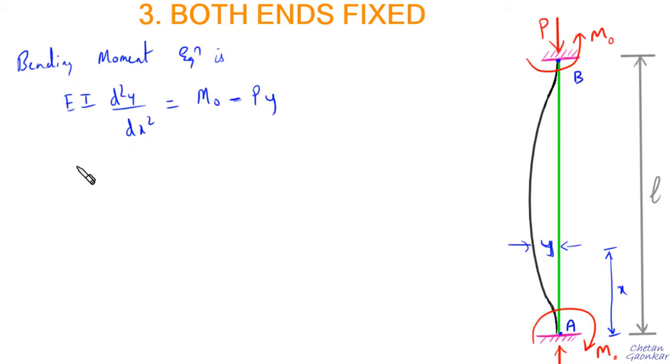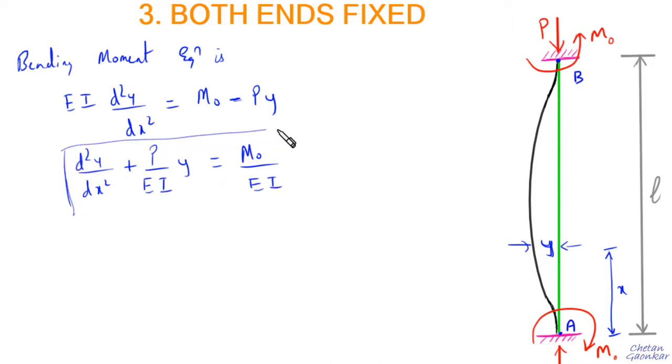So if I rewrite this equation, I can write d square y by dx square plus, if I bring this P to this side and divide by EI, P by EI times y, equal to M naught divided by EI. Now this is our differential equation. This is the differential equation when a column is fixed on both the ends.